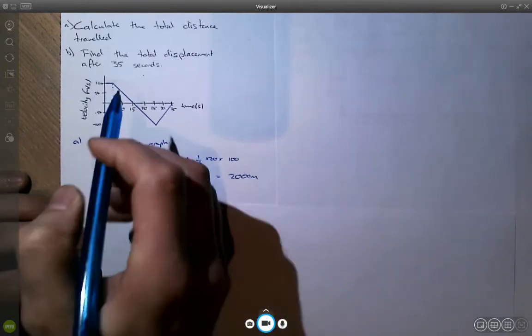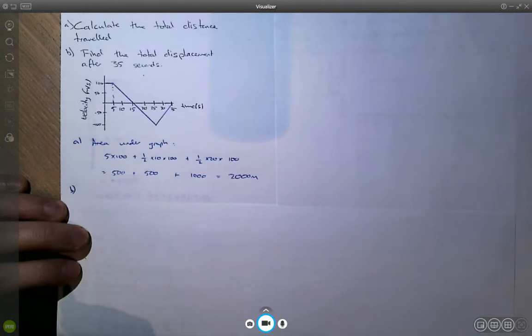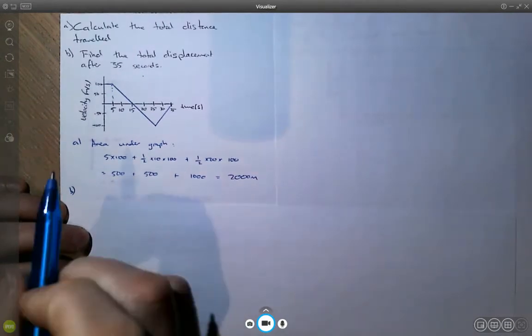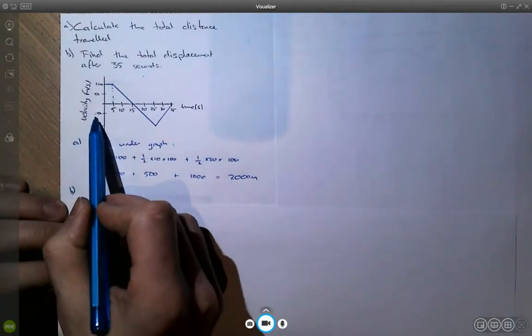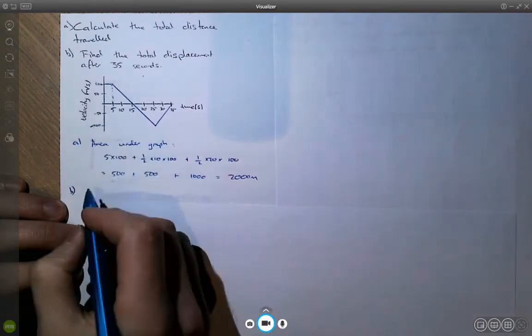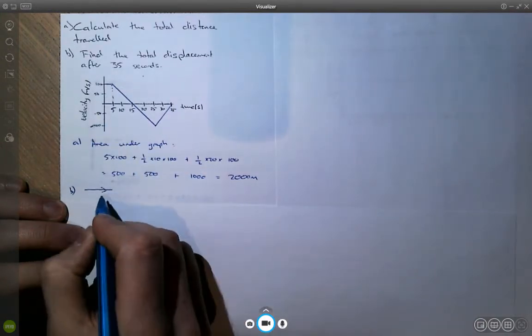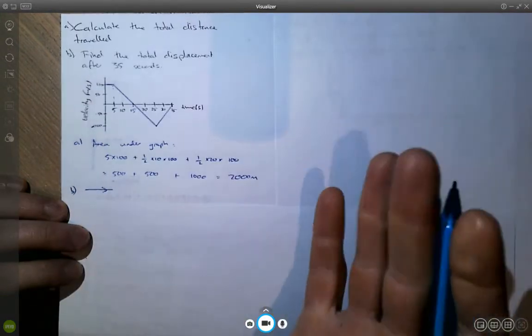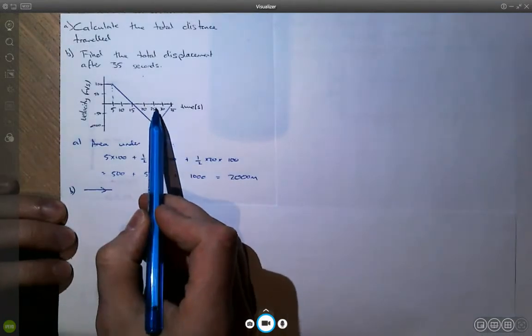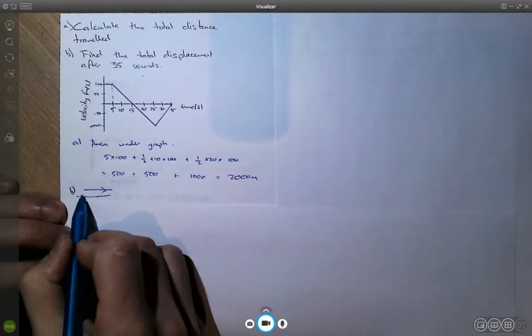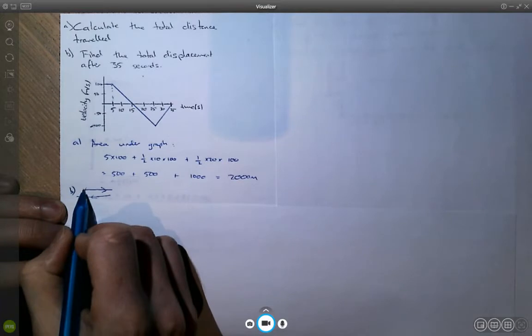Part B says find the total displacement after 35 seconds. So here we have to recognize the direction now. In this first part of the journey, the person is going in some direction, and in the second part of the journey, they are going in the opposite direction. We need to find out where they end up in relation to their starting point.